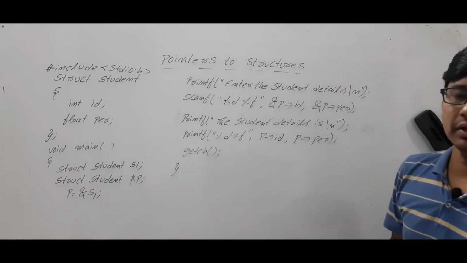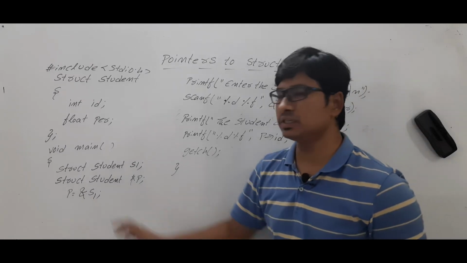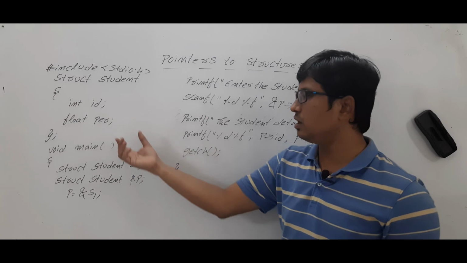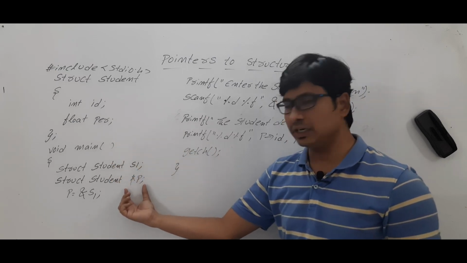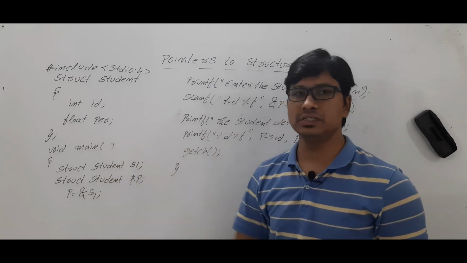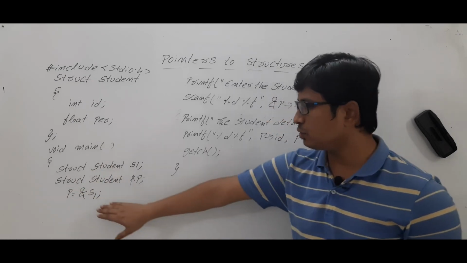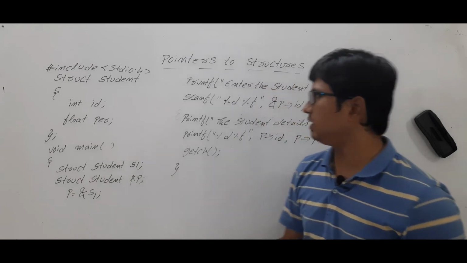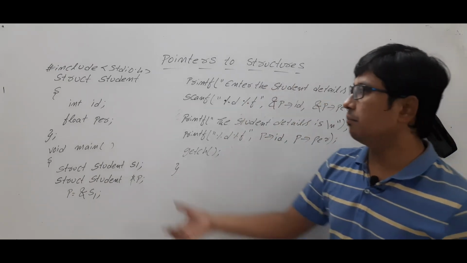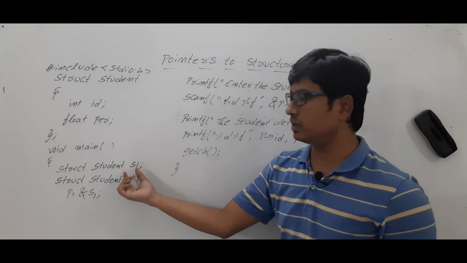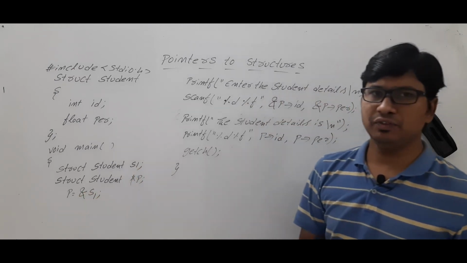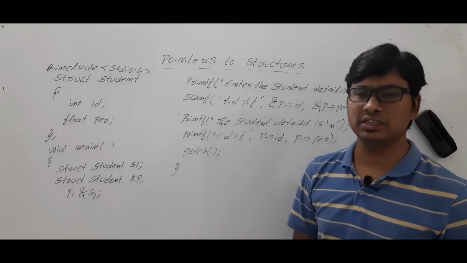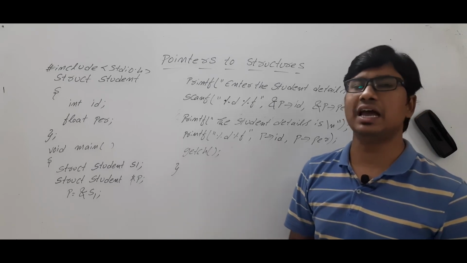So this is the way we will use pointers to a structure variable. I hope you have understood what a structure definition is, how to declare the variable, how to declare a pointer whose data type is student, which is a structure, how to assign the address of this variable s1 to the pointer p, and how to access the members of this variable s1 with the help of the pointer. If you still have any doubts related to this concept, feel free to ask me in the comment section. I will try to clear your doubts as early as possible.